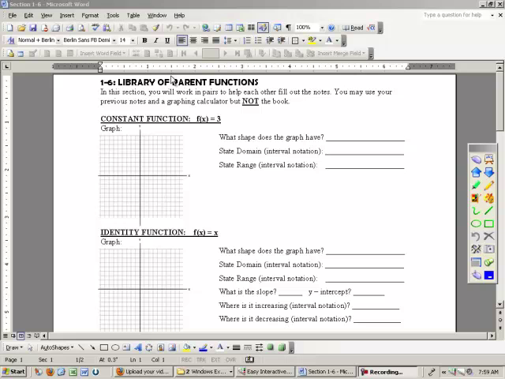And parent functions, as you look at this, is just the most basic graph. This is just the most basic graph of each type. For example, constants and identities and lines and parabolas and all of that kind of stuff. We are only talking about the most basic, and then we'll apply what we know from there as we go through. And so we're going to start with the constant function.